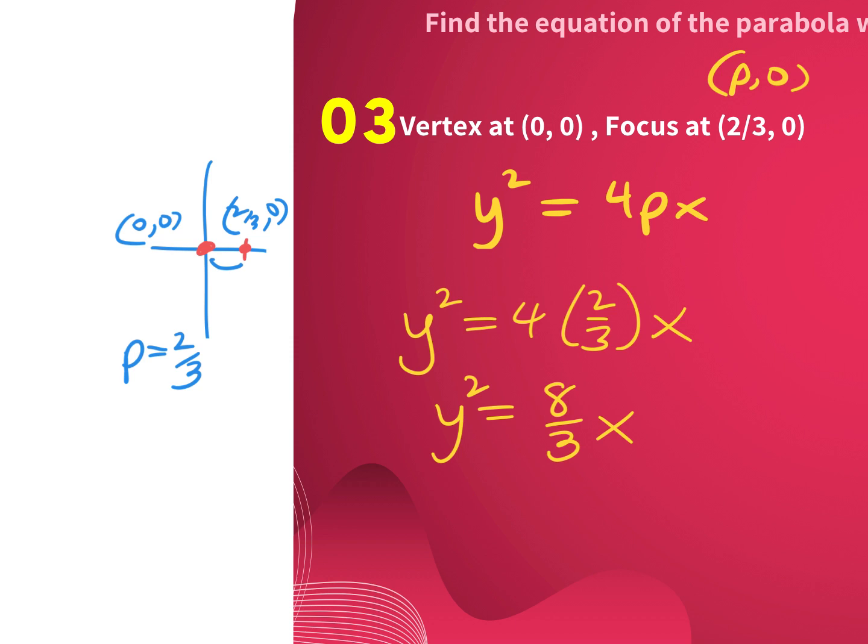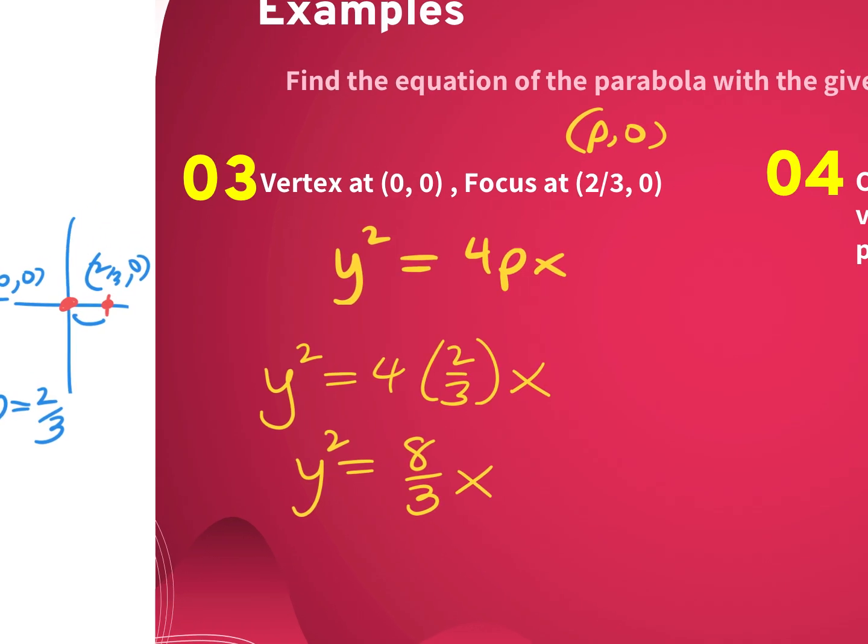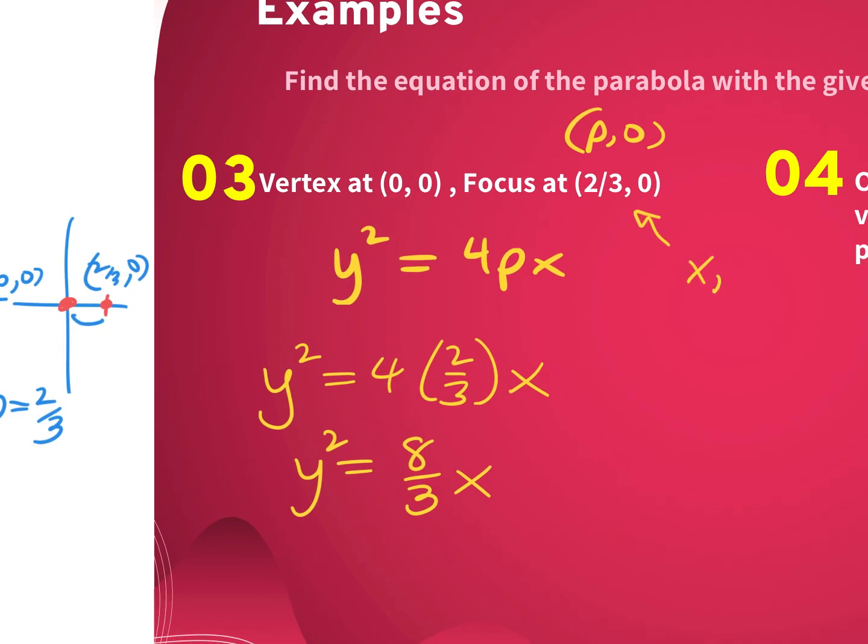When the vertex is at 0, 0, and they give you the focus order pair, it's super easy because that p-value is right there in that focus order pair. And know the spot that it's in, remember this order pair is x, y, and wherever that number is, that's going to be the non-squared variable. It's in the x spot, so that's the non-squared variable.